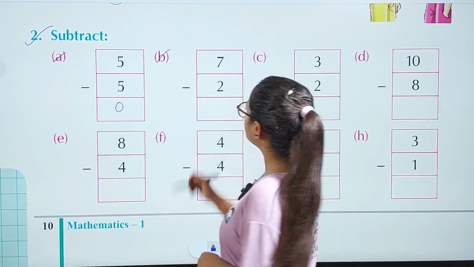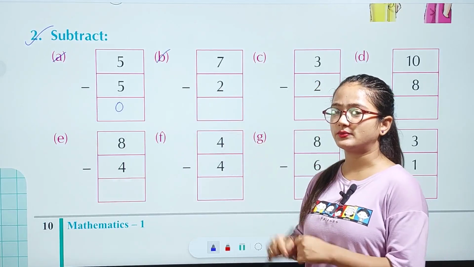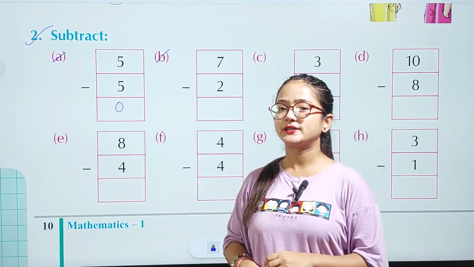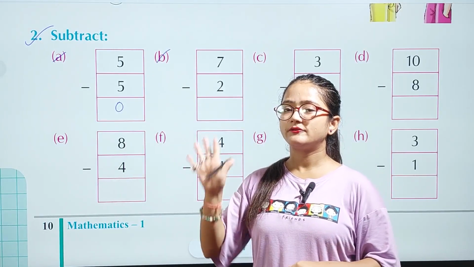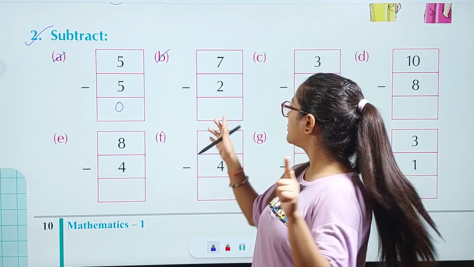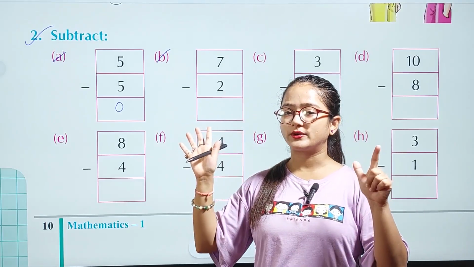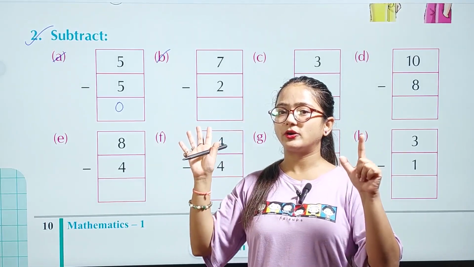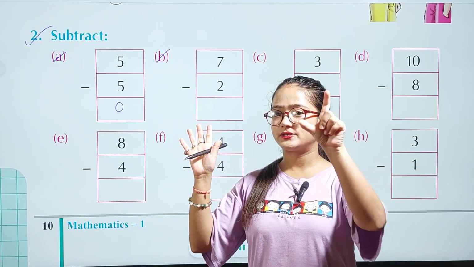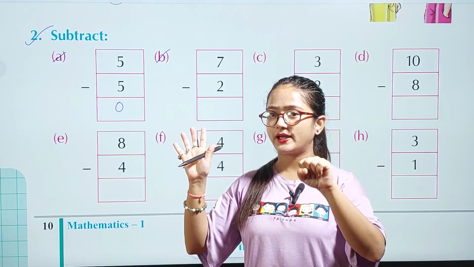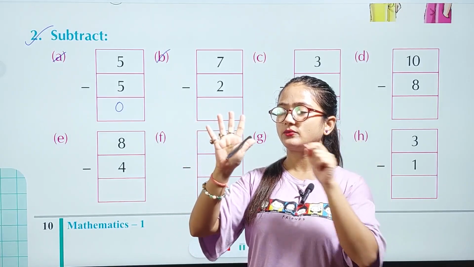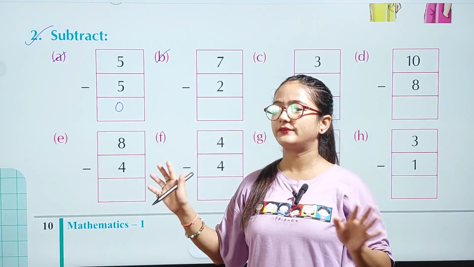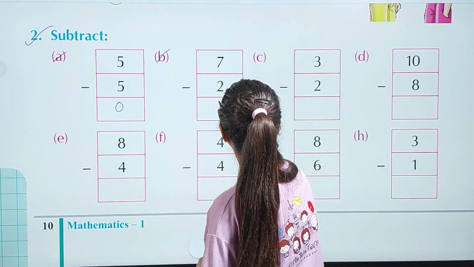Now the next one, 7 minus 2. Take out your 7 fingers, 5, 6, 7. Now you have to deduct 2, so close 2 fingers. You just close these 2 fingers from the left hand. How many fingers are left now? 1, 2, 3, 4, 5. 5 fingers. So the answer is 5.